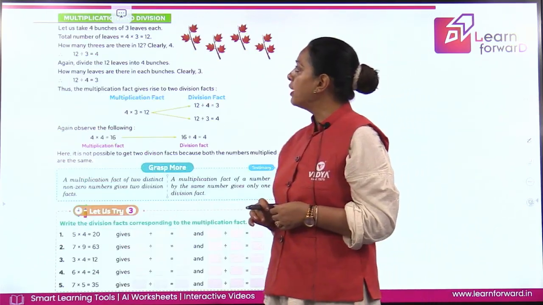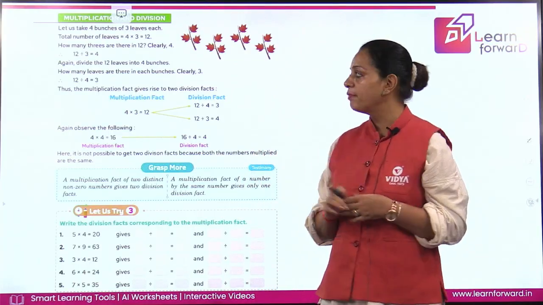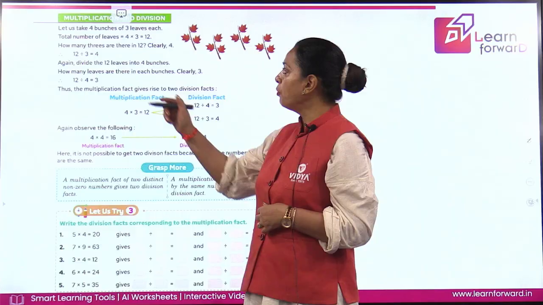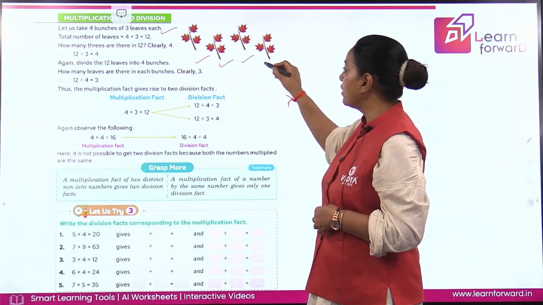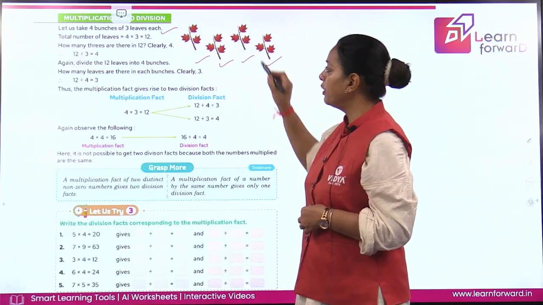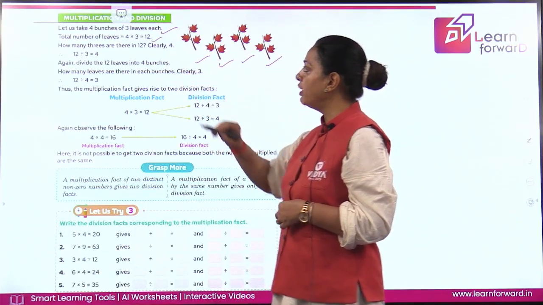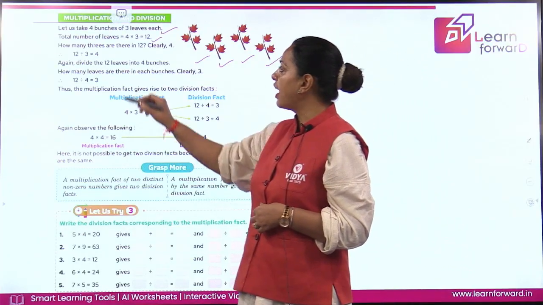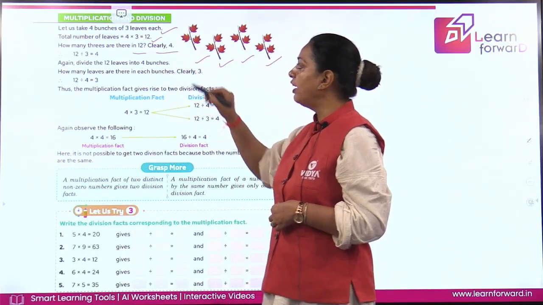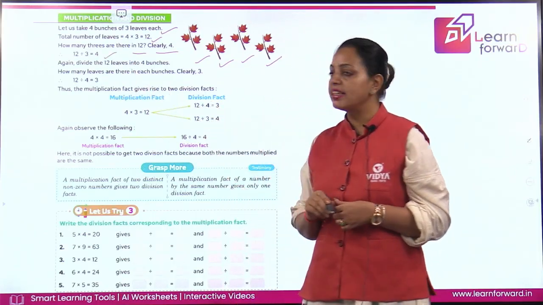Now multiplication and division are connected to each other. How? Let us take 4 bunches of 3 leaves each. You have 4 bunches and each bunch has 3 leaves. So total number of leaves is 4 into 3, that is 12. So how many 3s are there in 12? Clearly 4. That is, 12 divided by 3 is 4.